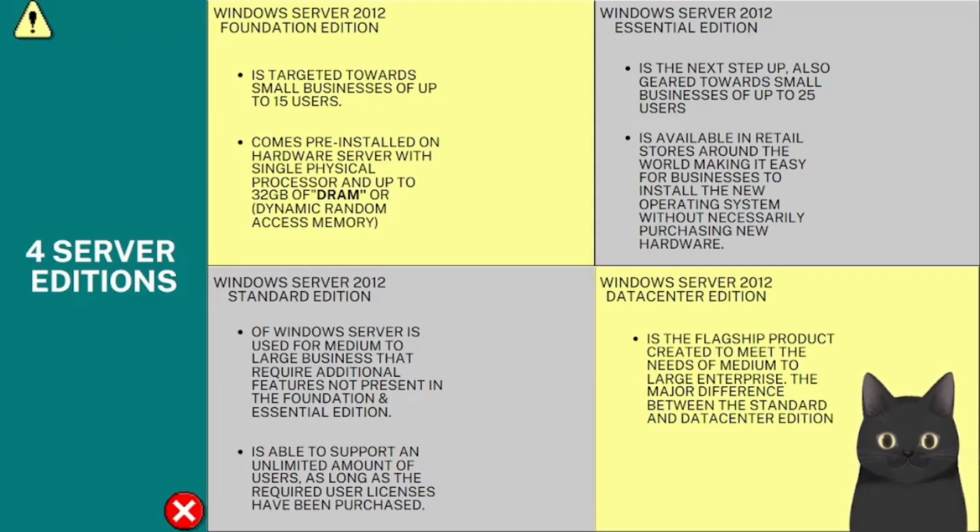Second is the Essentials Edition. It is the next step up, also geared towards small businesses of up to 25 users. It is available in retail stores around the world, making it easy for businesses to install the new operating system without necessarily purchasing new hardware. So this is also similar to the Foundation Edition. The Essentials Edition does not support many advanced server features. However, it does provide support for features like Hyper-V, dynamic memory, and hot add or remove RAM.